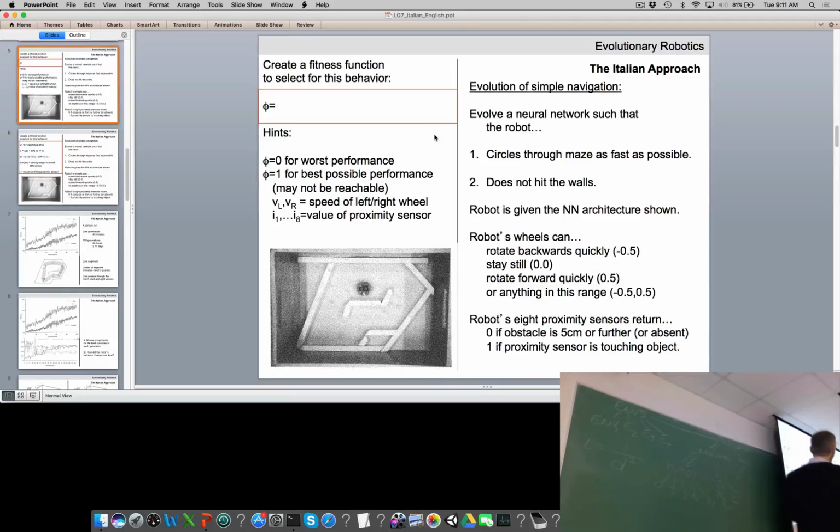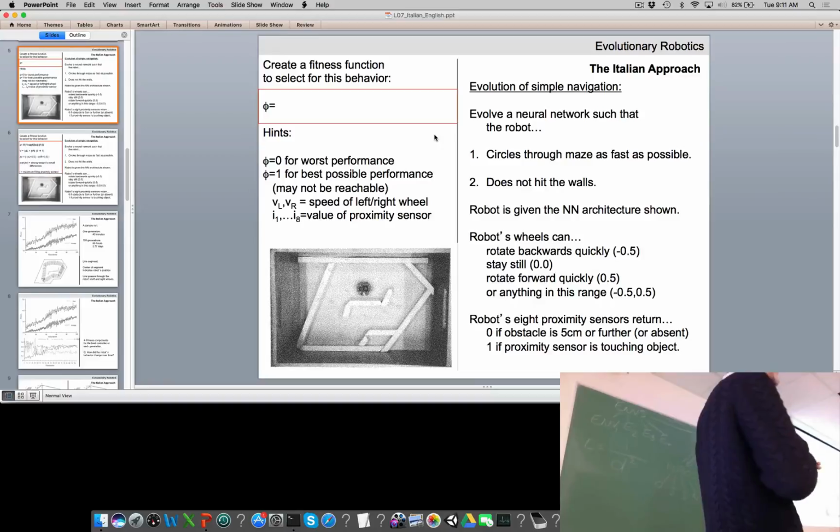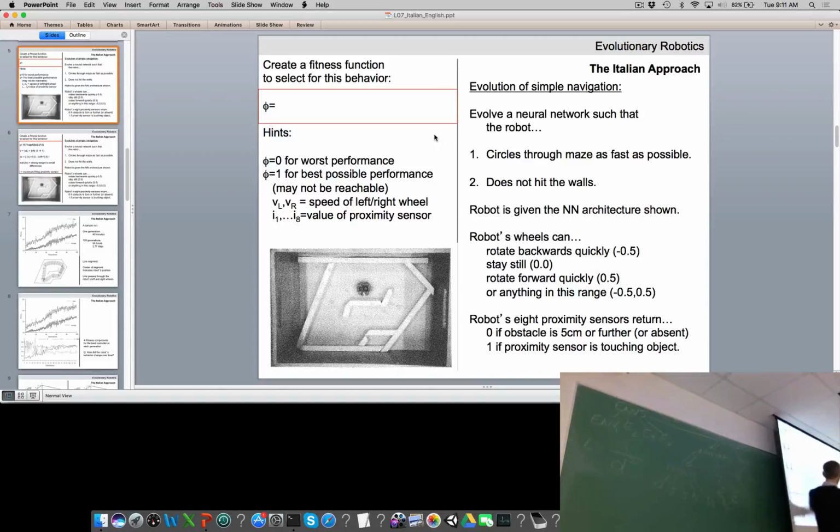All right, so phi is going to represent our fitness function. We're going to construct our fitness function so that it always ranges between 0 and 1. 0 is the worst possible thing that the robot can do, and 1, which may not actually be physically reachable by the robot, is going to be a robot that's zooming around and around the racetrack. Okay, we're going to construct phi out of I1 through I8, the value of the proximity sensor, so I for input, and VL and VR, which is the speed of the left and right wheel.